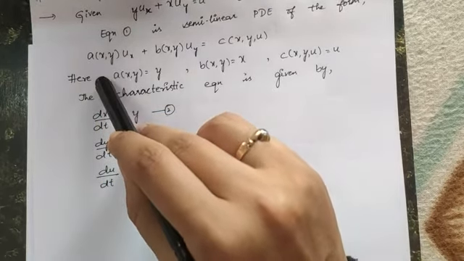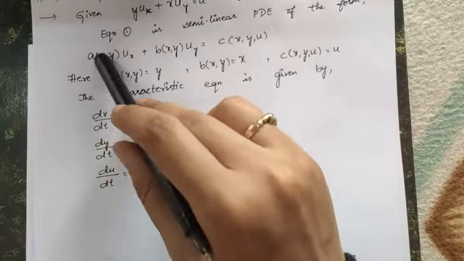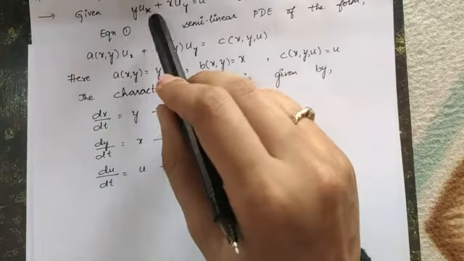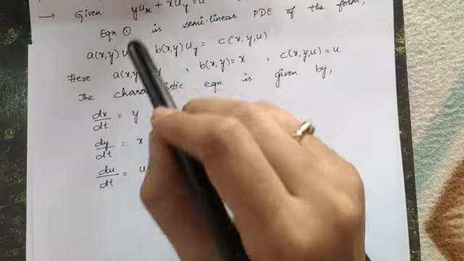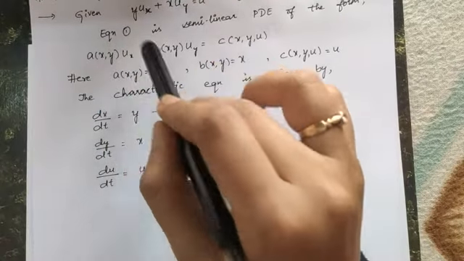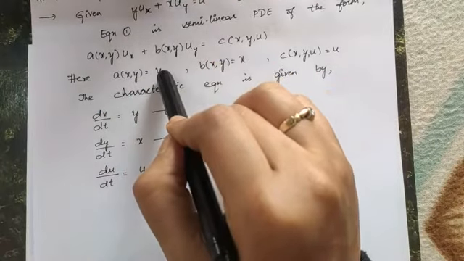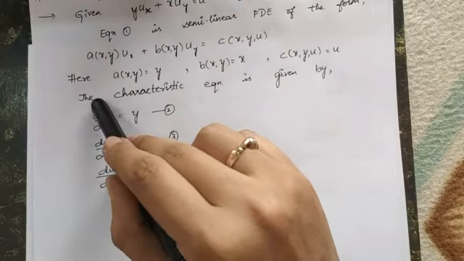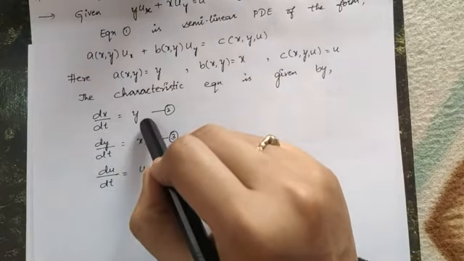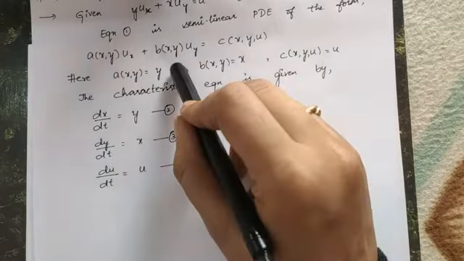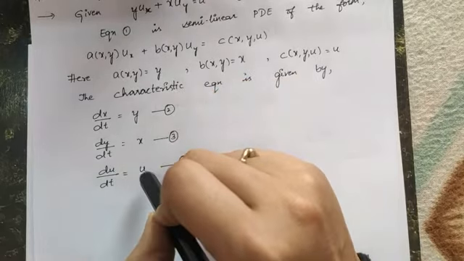Since the general PDE consists of a of x comma y, here a is a function of x and y, or x or y, it may be any combination, right? So in this partial differential equation, your a of x comma y is a function of y. So when you write the characteristic equation, your dx by dt will be y, dy by dt will be x and du by dt will be u.